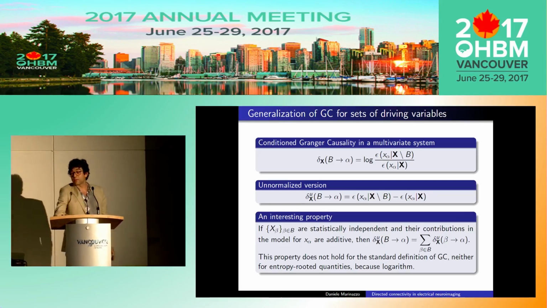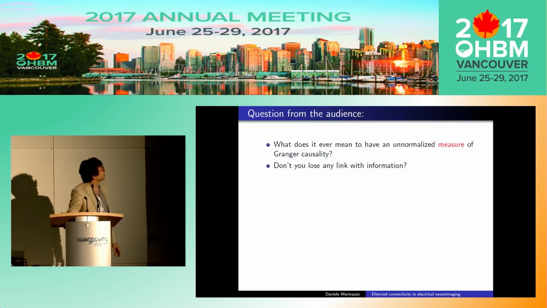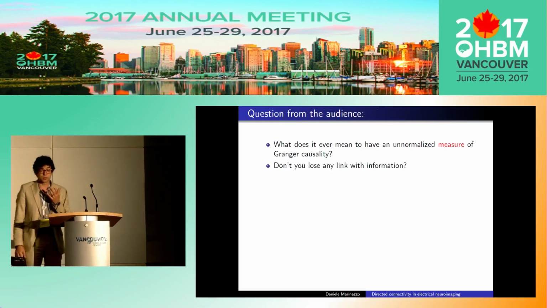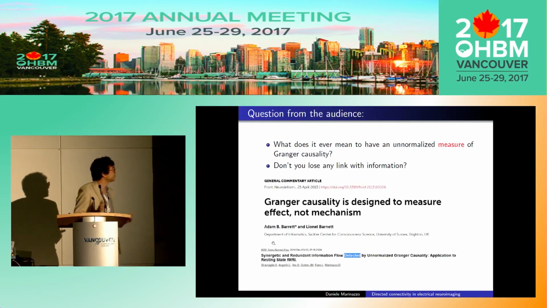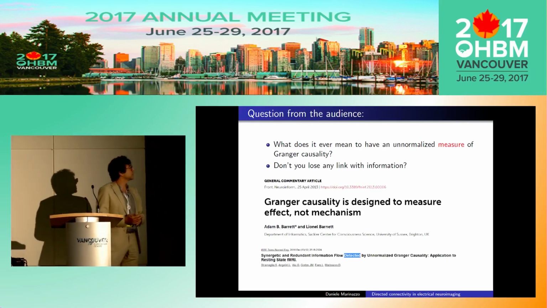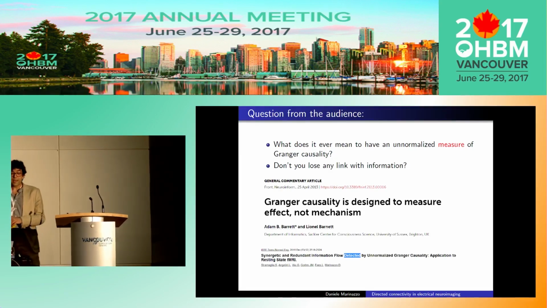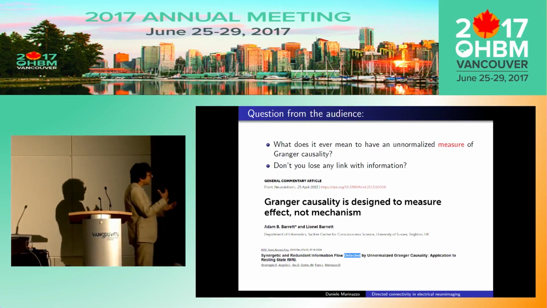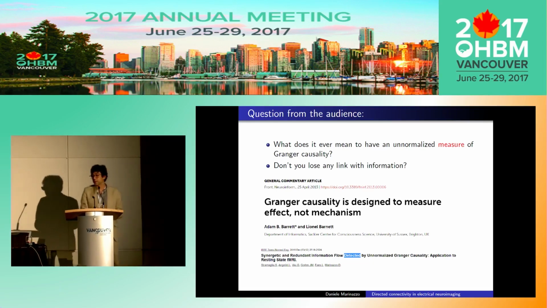So now, Laura, who says that the normalization is very important, might say, well, okay, but what does it ever mean to have an unnormalized measure of Granger causality? Now you are losing any link with information. To some extent it's true, but we have to remember what Granger causality does. Granger causality is designed to measure the effect, not the mechanism. And also in another paper we say that we have a detection actually, and not a measure of this information flow in a multivariate system.